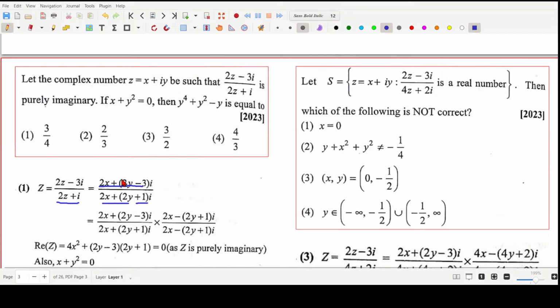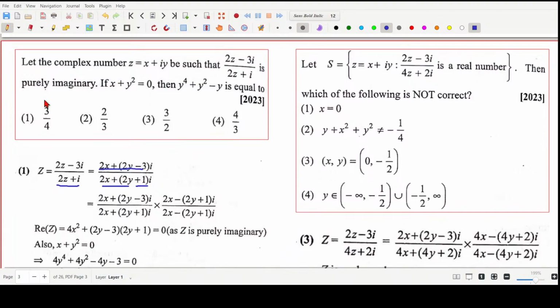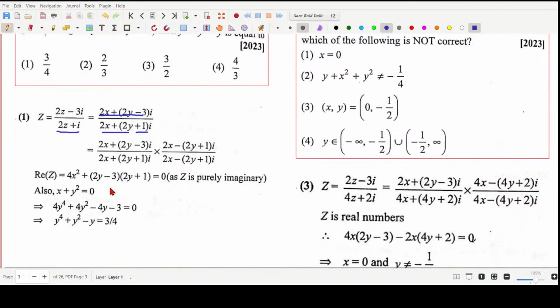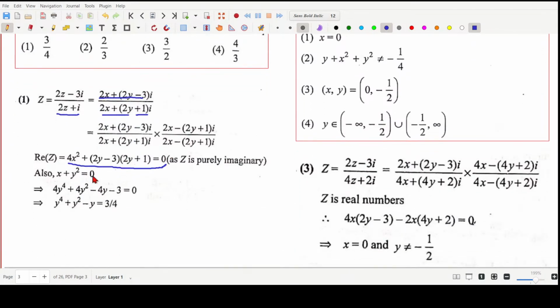We want to convert this complex by complex to a simple a plus ib kind of format, right? That's why we'll multiply this with its conjugate, and then we'll take up the real part. This is purely imaginary, which means the real part should be equal to 0. This is one condition, and this is another condition, right? We are getting two conditions. Using these conditions, we will figure out what exactly this is. We substitute one of these in the other, and we are getting it as 3 by 4.